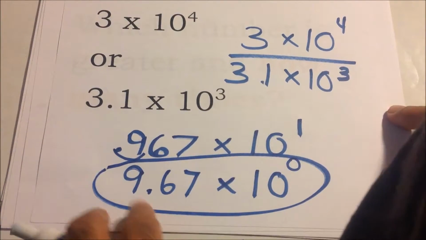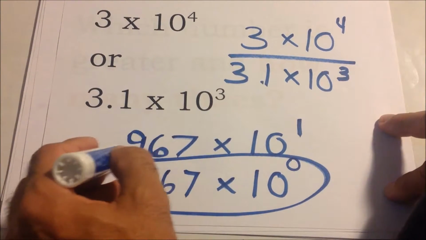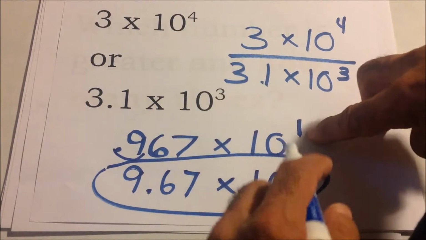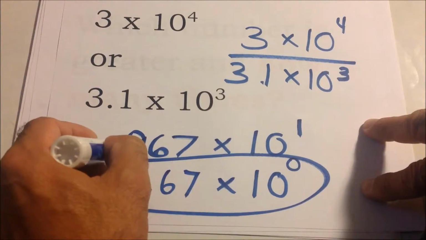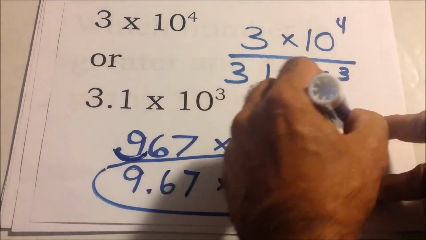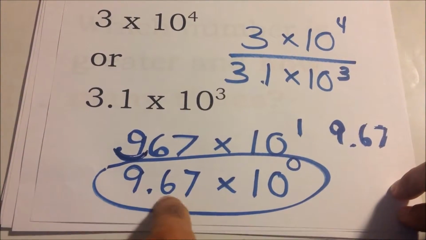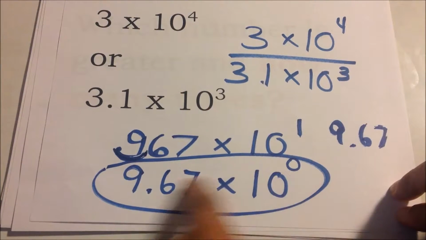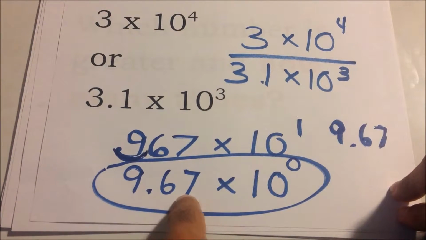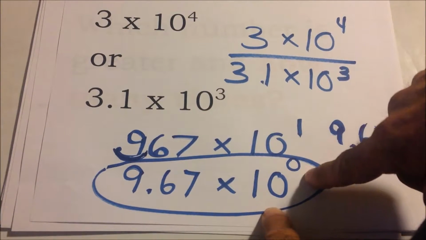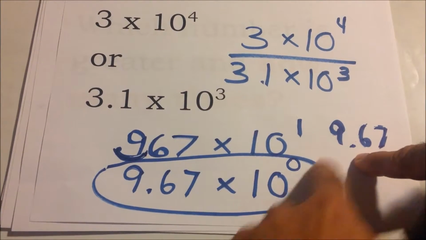Now, if you didn't understand that, remember, it was 0.967 times 10 to the 1st power. So it says move the decimal once, and you'll get 9.67. 9.67 times 10 to the 0 power means you don't have to move the decimal at all. So it's 9.67. Remember, any number to the 0 power is 1. So they're the same number.